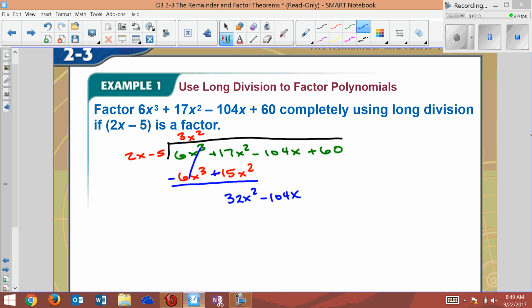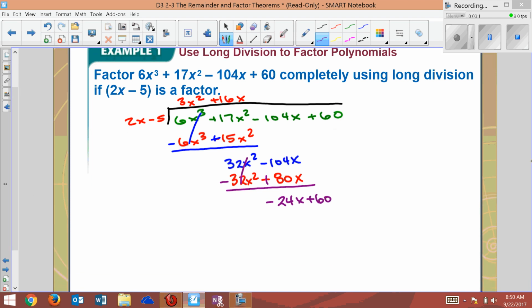So now I'll ask myself, what times 2x will give me 32x squared? Well, this time it's going to be 16x. So I'm going to come up here and put plus 16x. So that would give me 32x squared. Negative 5 times positive 16x is negative 80x. Now again, what do we need to do? We need to switch our signs. So I draw my line, I switch these signs, those cancel, and now I'm left with negative 24x, and I pull down this number, plus 60.